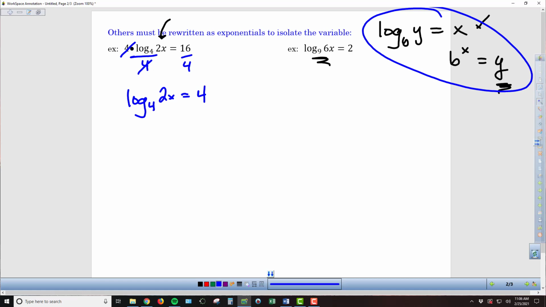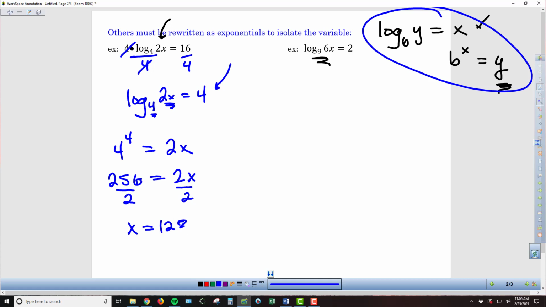And so now with the logarithm isolated, we can use our pattern here to rewrite it as an exponential. So the base of my logarithm becomes the base of my exponential. What my logarithm equals is my exponent, and then that's going to equal the input into the logarithm, which is 2x. So now 4 to the 4th power, I can either do that on my calculator, or 4 times 4 is 16, times 4 is 64, times 4 one more time is 256. So we get 256 equals 2x. So then we just have to divide by 2, and so we get x equals 128.